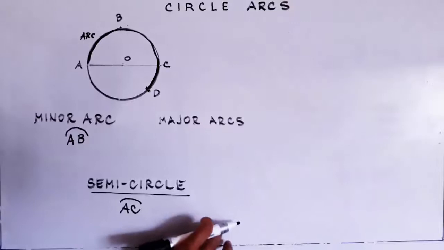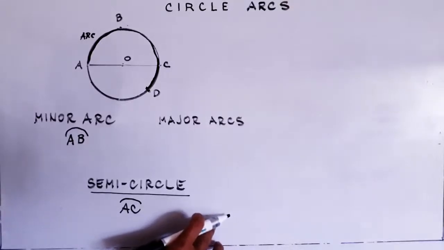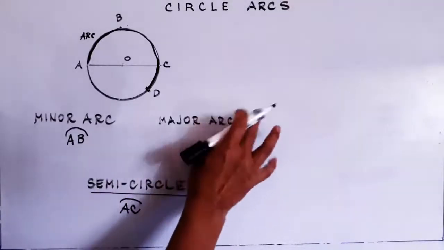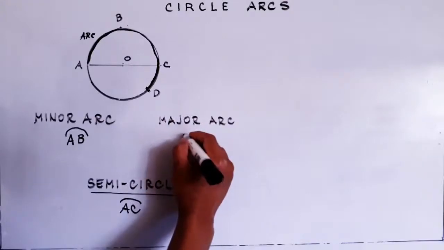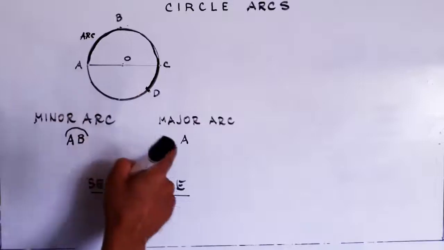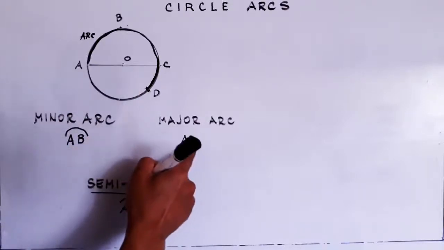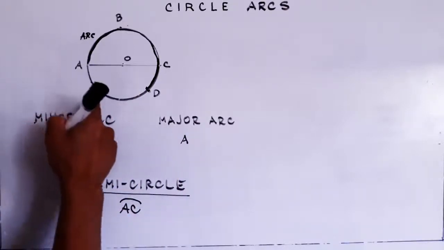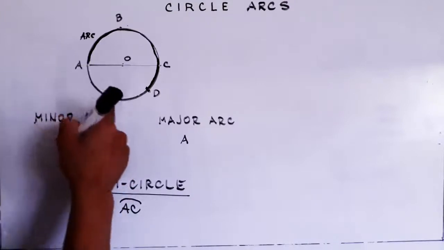That is already a major arc. So for the major arc here, we write A. We cannot put AD, because if we put only 2 letters here, we will be referring to the minor arc AD. So, how do we know it's a major arc?